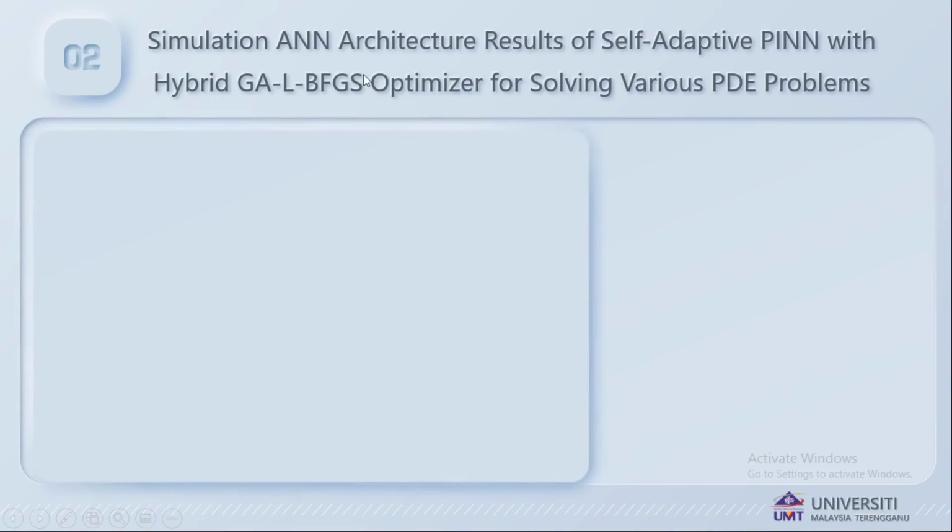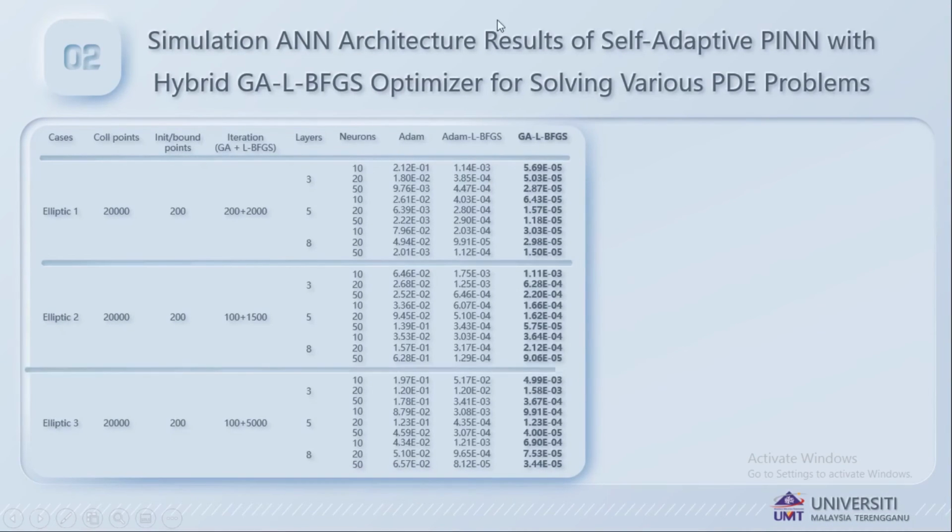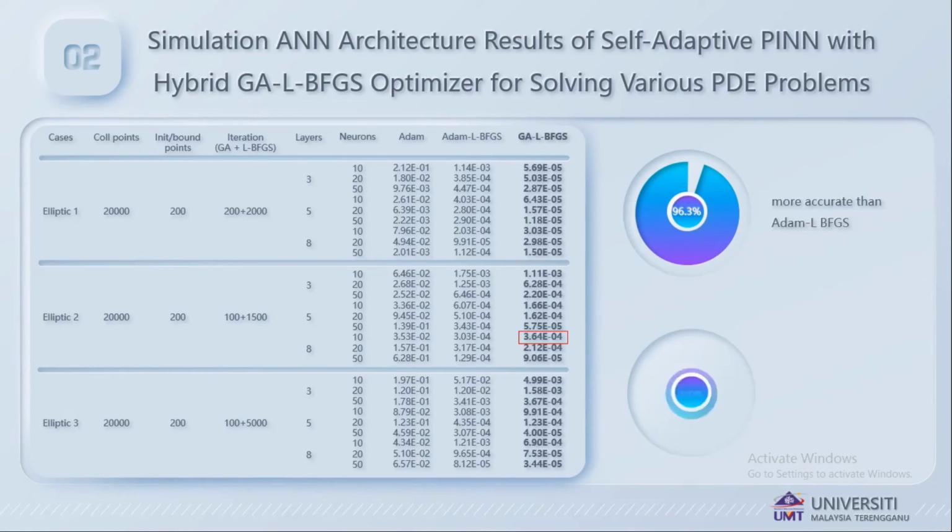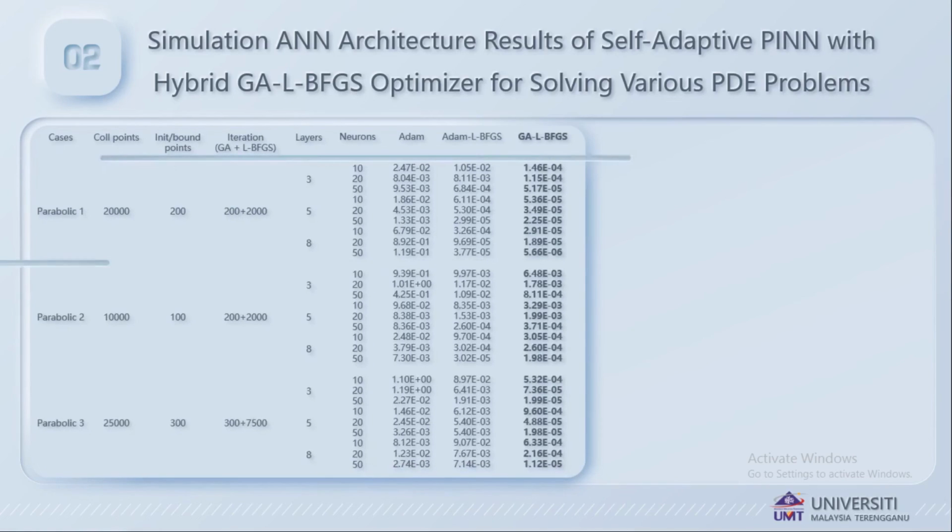The last result is the simulation of ANN architecture. In the simulation, for elliptic PDE as an example, we are using three different types of layers, which are 3, 5, and 8. Each layer will have 10, 20, and 50 neurons, while the other parameters such as the training point and iteration remain the same. Here I want to show to you the simulation result for all test problems.